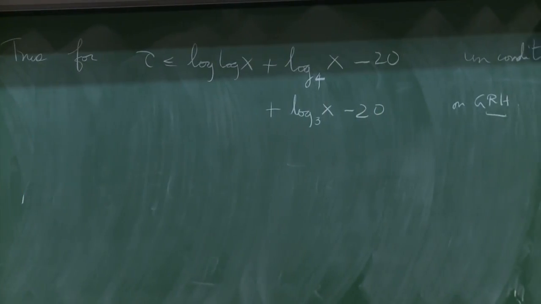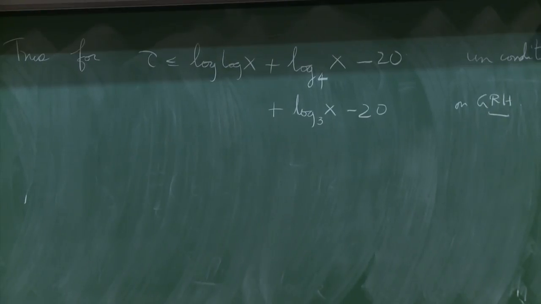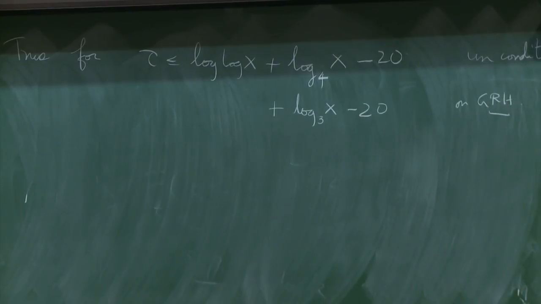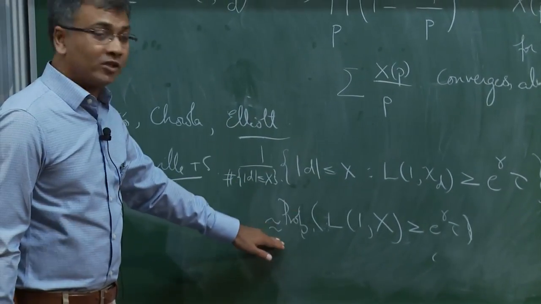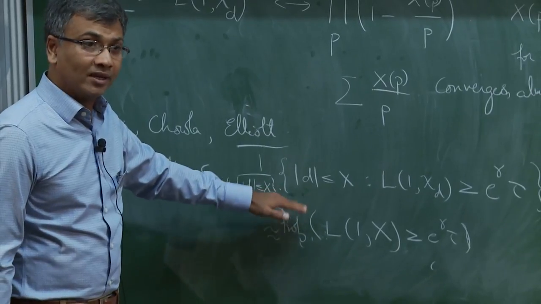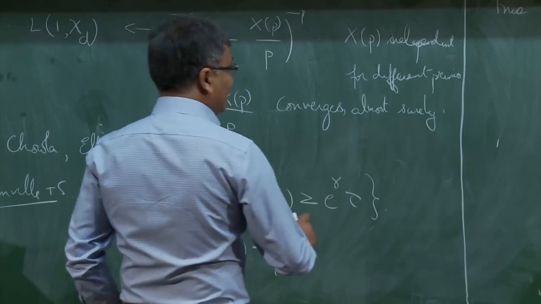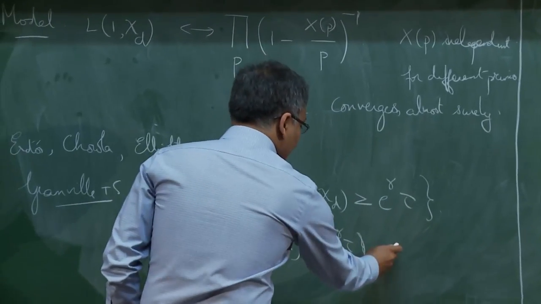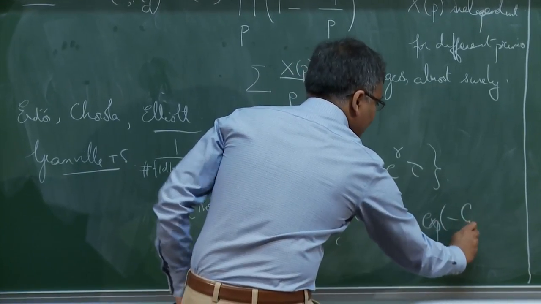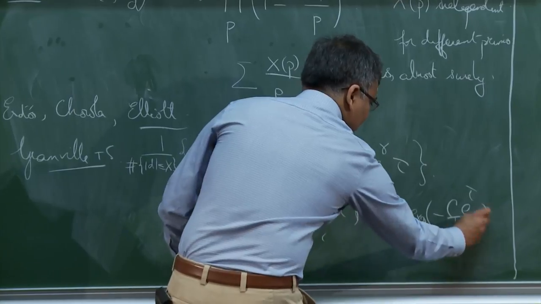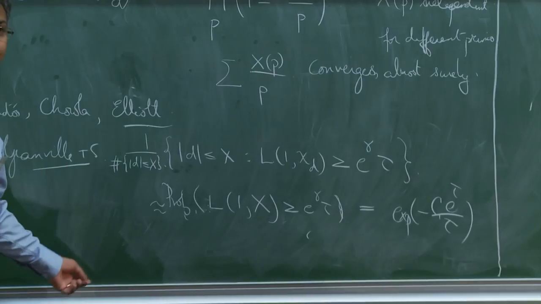OK, so what does this mean? Well, you can ask, what exactly does the probability of this L(1, chi_d) being large look like as a function of tau? It's some crazy function. It's not something nice like Gaussian in tau or anything like that. It actually behaves very strangely. It decays doubly exponentially. So this behaves like e to the minus some constant times e to the tau over tau. Is that still legible when I write there? Yep, OK.